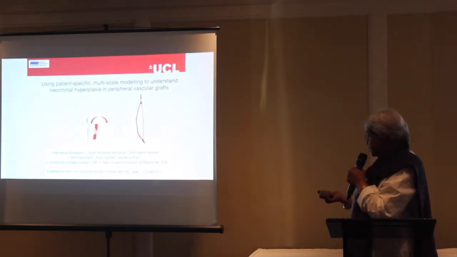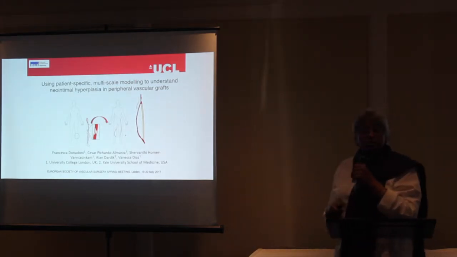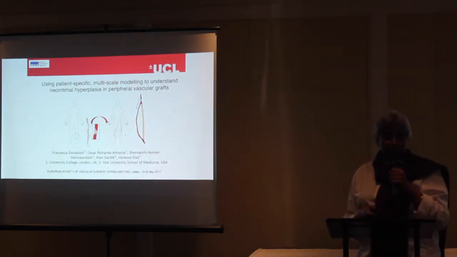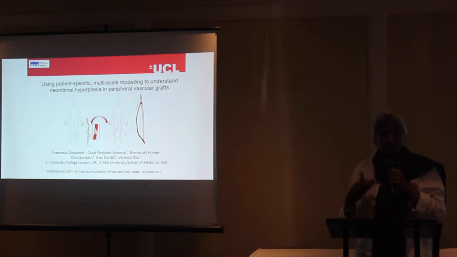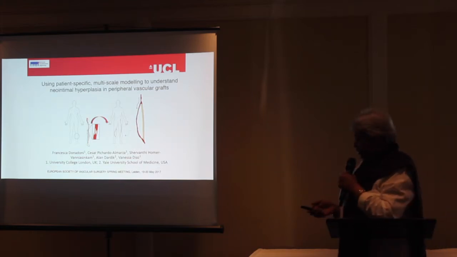So here's an example. This is using what we call multi-scale modeling to look at neointimal hyperplasia, and the vascular surgeons will understand that neointimal hyperplasia is that pathological process that occurs at the anastomosis that leads to graft failure and often limb loss.